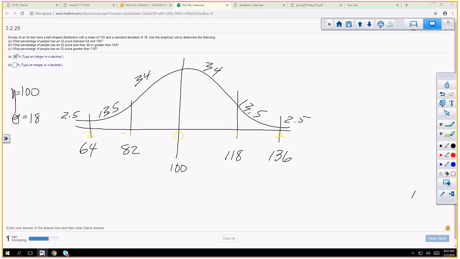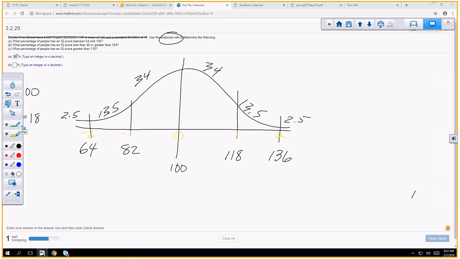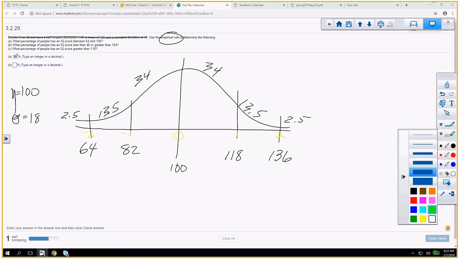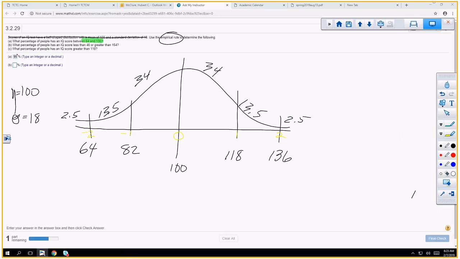So, what does it say? I think I've just taken care of this. Oh, it says use the empirical rule. Determine the following. What percentage of people has an IQ score between 64 and 136? So 64, I'm going to take my handy dandy green highlighter, and we're going to put a dot right here, between 64 and 136.